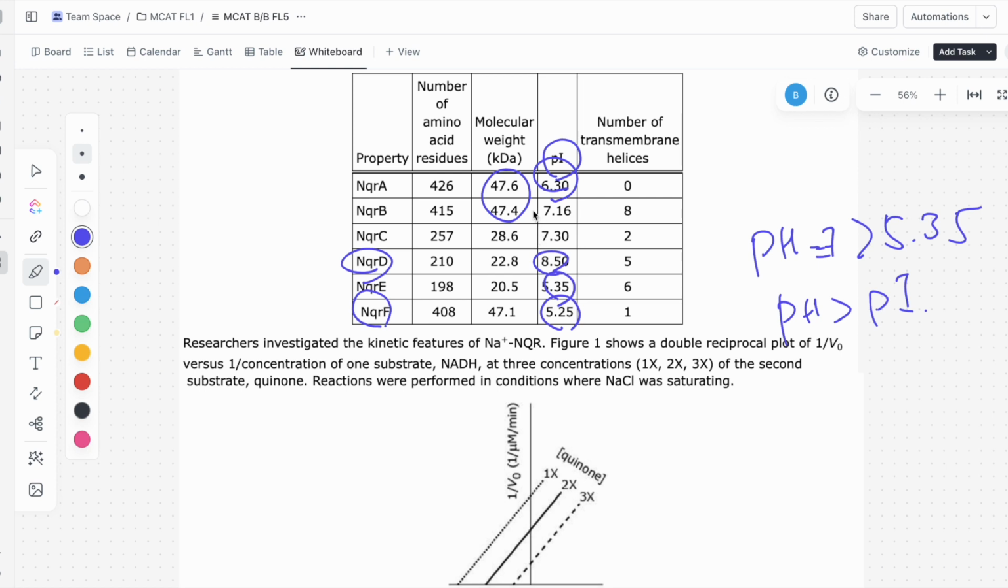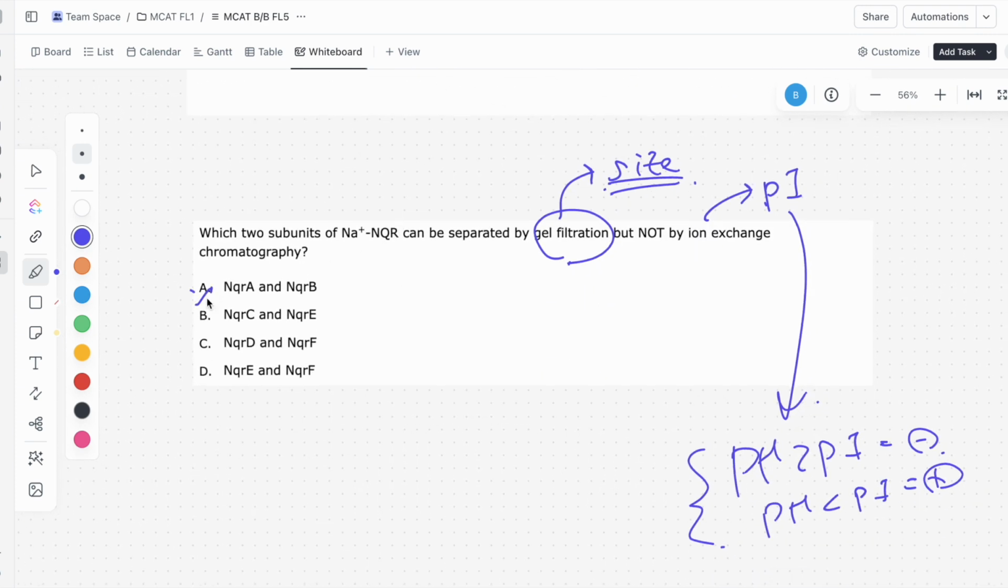But you have to keep in mind one thing: for gel filtration, there has to be at least a 1 kilodalton difference between the two species you're trying to separate in order for that gel filtration to successfully separate those proteins. So obviously here we don't have a 1 kilodalton difference in the weight. We only have 0.2 kilodaltons. That means NQRA and NQRB cannot be separated by gel filtration. They'll just flow through the column together, and you won't be able to tell whether your elution has both NQRA and NQRB or just one or the other. So A cannot be the correct answer.